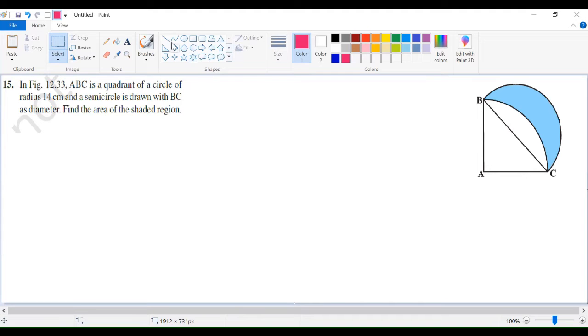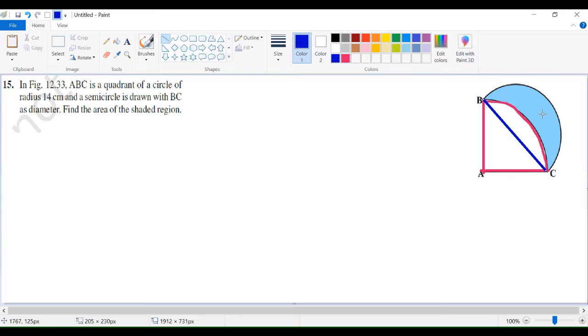So it is given that quadrant, that is, which is the quadrant, this part and this part. This much is a quadrant of the circle. And with the BC as diameter, there is a semicircle. This whole part is a semicircle. So we have to find the area of the shaded portion.